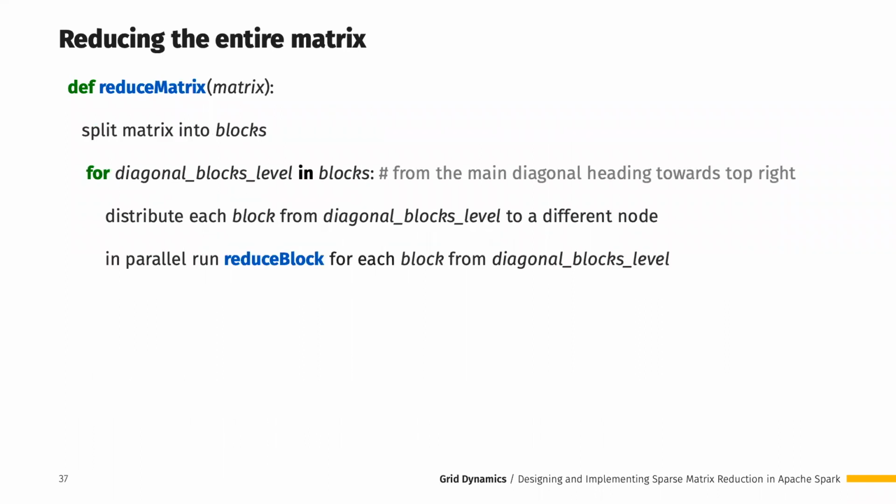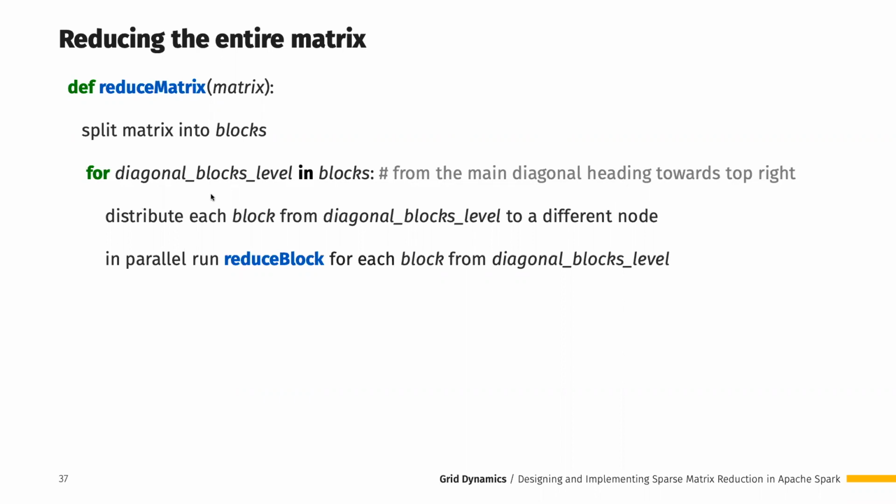Now, last pseudocode before we do engineering in Spark: how to now reduce the matrix. So we have the reduce block function that I showed previously, and now as an input, we have the entire matrix. So we begin with splitting the matrix into blocks that in general should be square ones with equal size. And then for each diagonal blocks level in blocks, so we start from the main diagonal blocks, in the example I showed you, the green ones, and we are heading towards the top right. So after green ones, we do blue ones, right?